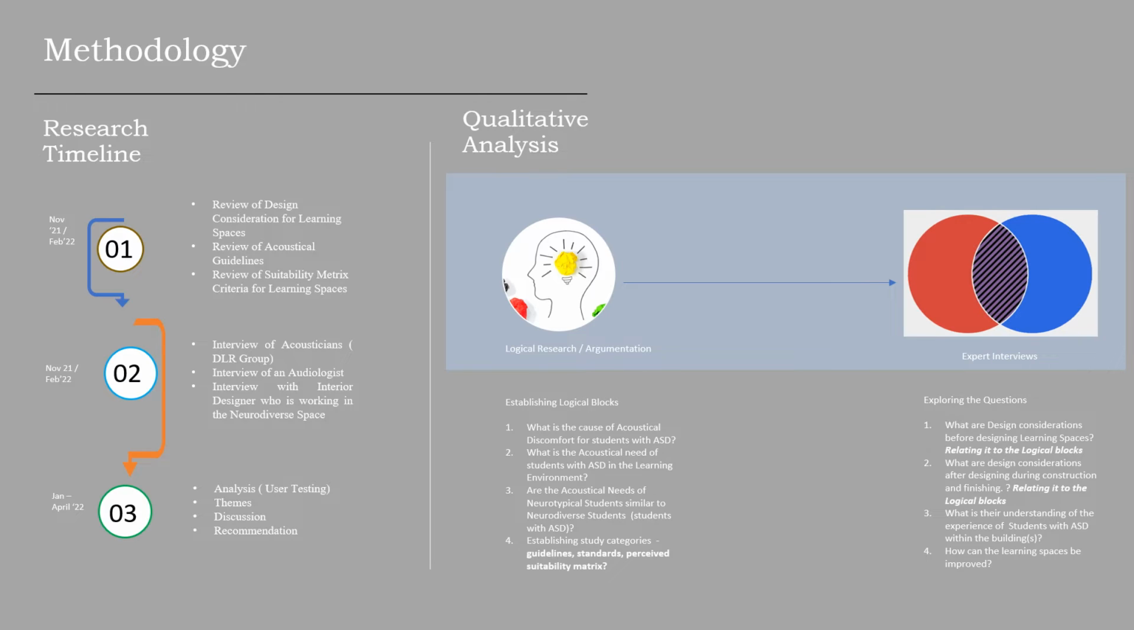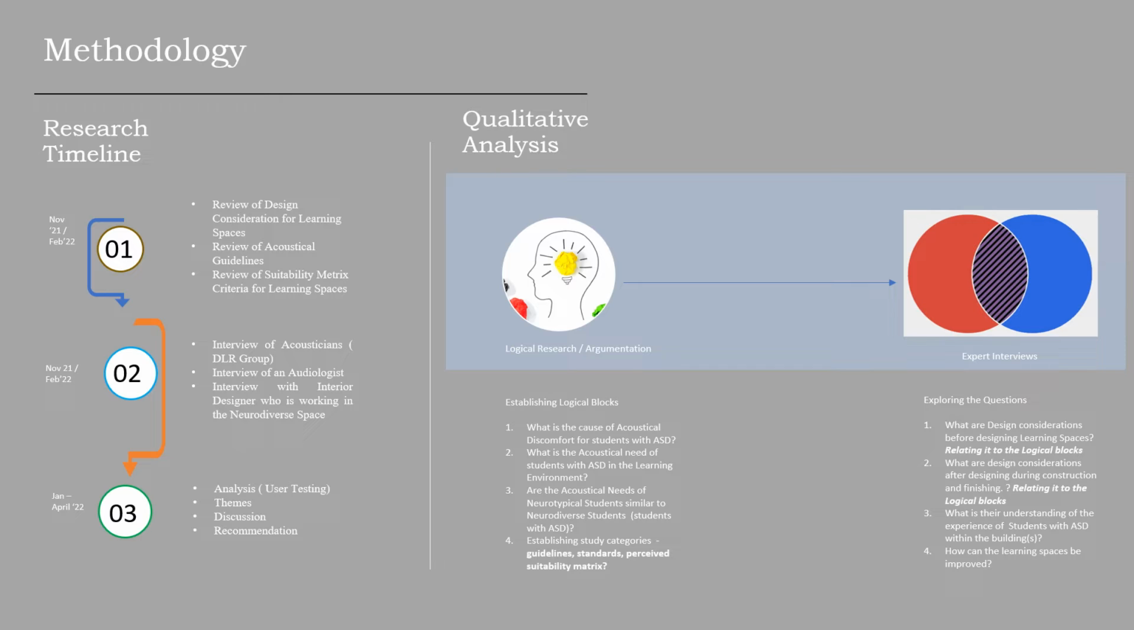Research timeline. The research started in November and ended around April, to be precise. It started with the review of design constitution for learning spaces in November, review of acoustical guideline, and review of suitability matrix criteria for learning spaces. And between November and January, there were interviews of acousticians, audiologists, and interior designers who were working in the learning space. And then between January and April, there was analysis through user testing, development of themes, discussion to establish some of these research findings, and also recommendations were made.